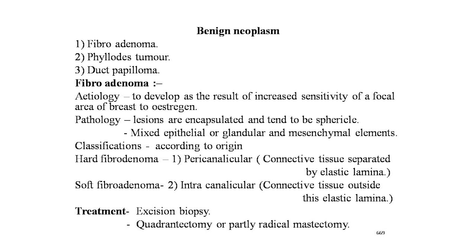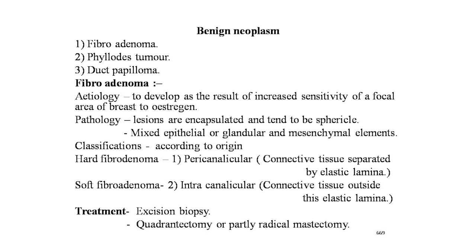Pathology: the lesions are encapsulated and tend to be spherical, but on occasion there may be multinodular or somewhat irregular size and shape. Classification according to origin: the hard Fibro-Adenoma, pericanalicular, with connective tissue separated by the elastic lamina, and the soft Fibro-Adenoma, intracanalicular, with connective tissue outside this elastic lamina. Treatment of this Fibro-Adenoma is excision biopsy, quadrantectomy or partial radical mastectomy. If the Fibro-Adenoma is big, the decision should be taken according to its size.